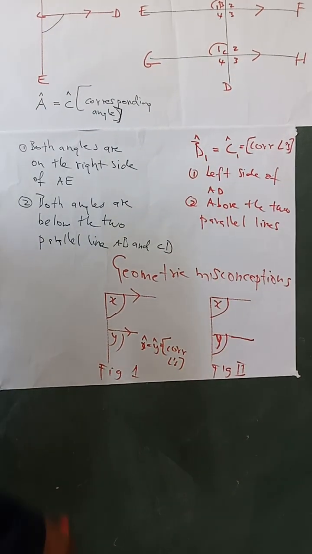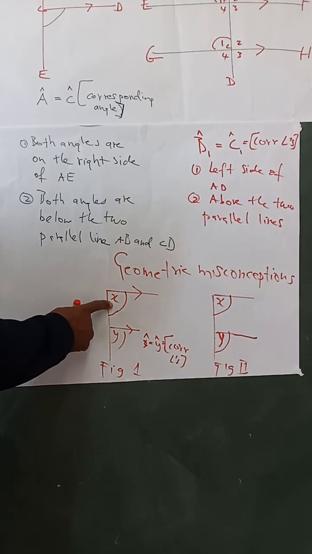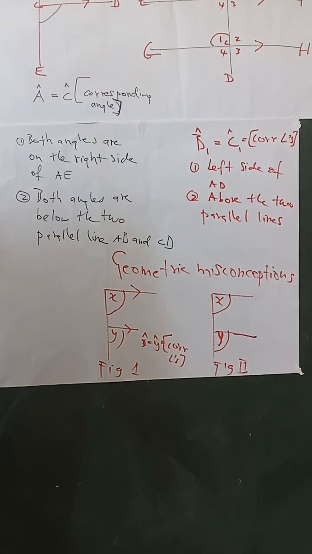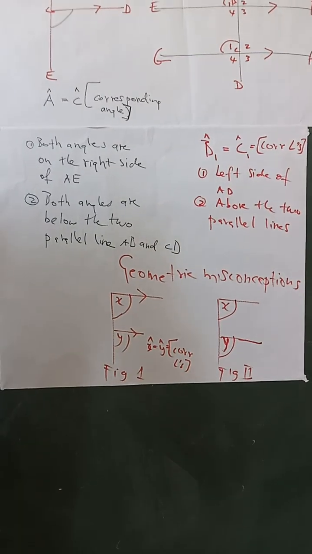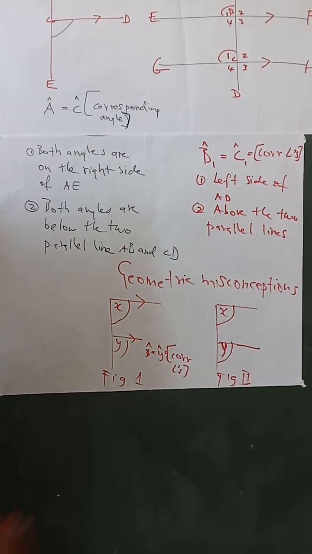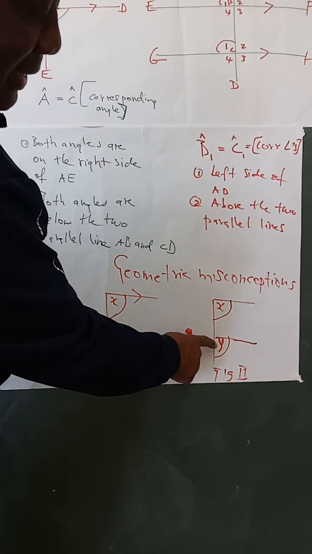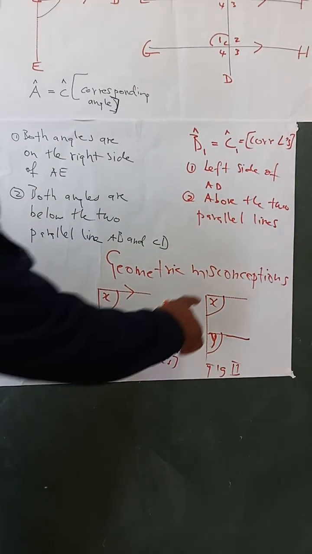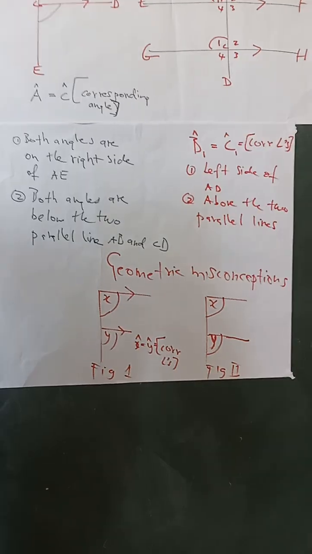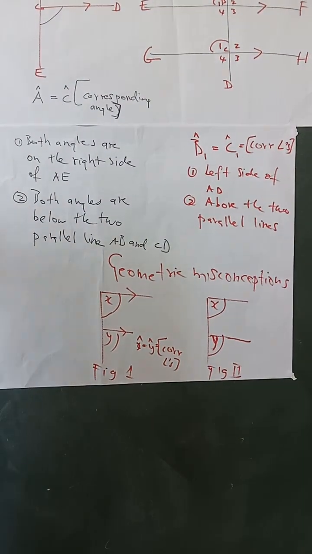Let me say it once more. In figure 1, angle x is equal to angle y. They are corresponding angles because we've got two lines that are shown as parallel. In figure 2, angle x and y correspond, but they are not equal because the two lines are not indicated as parallel.